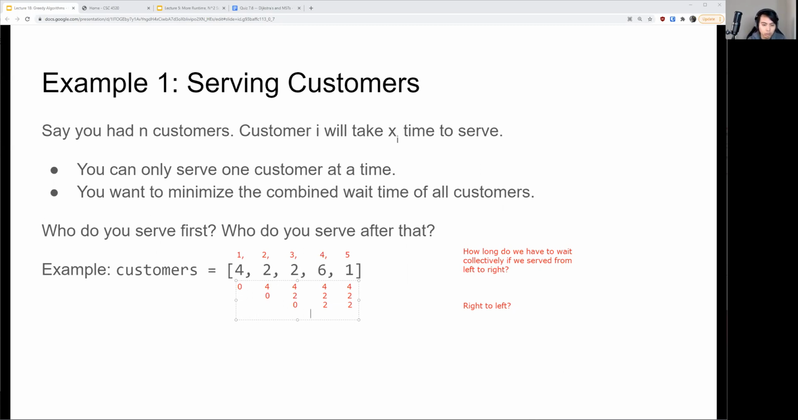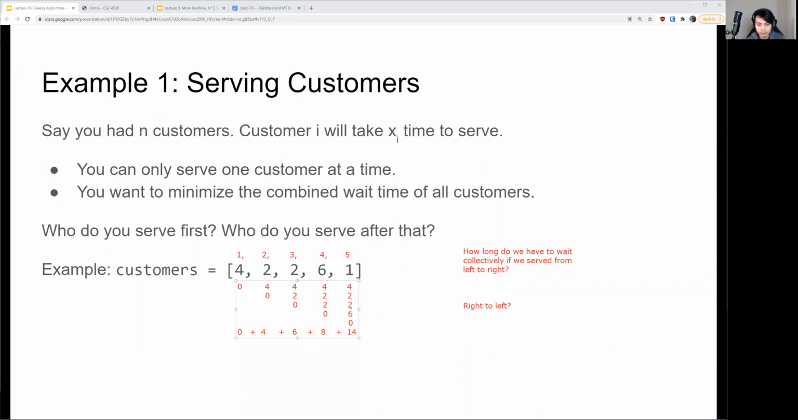And then customer 4 is next, but customer 5 has to wait 6 minutes extra in order to serve customer 4. And then lastly, customer 5 doesn't have to wait any longer at this point because they're the next person served, right? So we have 0 minutes for the first person, 4 minutes for the second person, 6 minutes for the third person, 8 minutes for the fourth person, and a whopping 14 minutes for the last person, right?